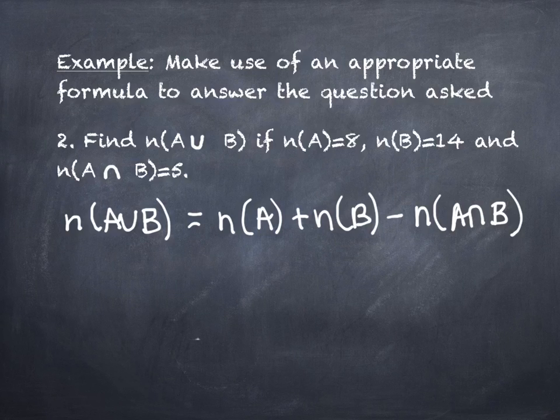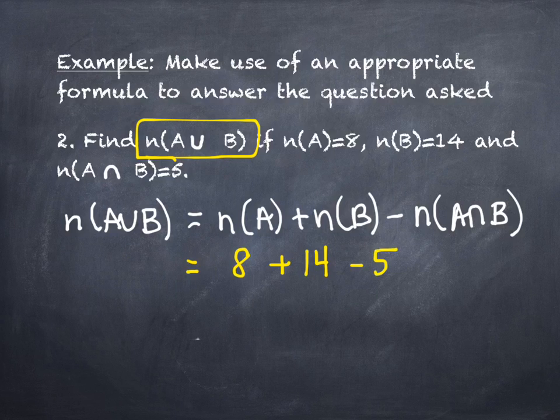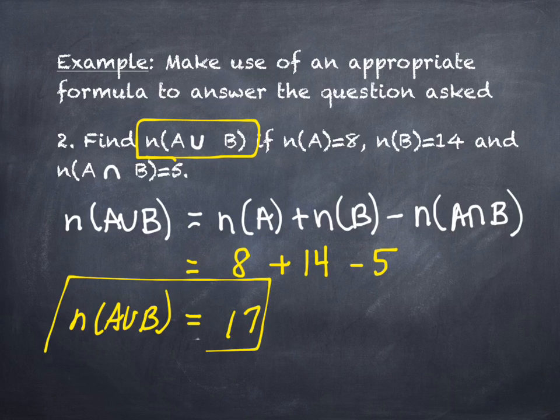So let's fill them in as they were given to us. We do not know the piece on the left, correct? That's the one that we're asked to find. But I do know the number of items in A. So how many items are there in A? What's the number of items in B? And what's the number of items in A intersect B? 5. So we can add 8 plus 14 minus 5, and I get 17. So the answer to the question asked on this problem is the number of items in the union is 17.